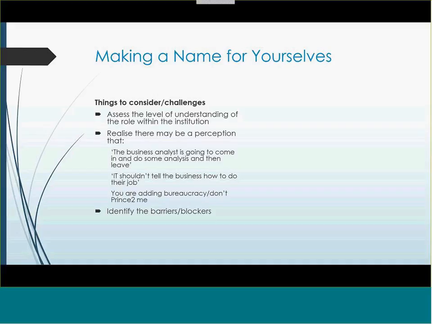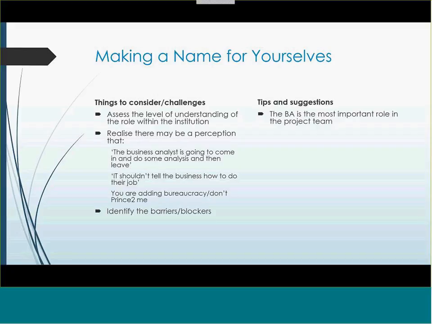And then it's identifying the barriers and blockers. So that's the standard kind of change management thinking. Who is on your side, who isn't, and do you feel threatened that you are going to bring a BA into your project, or into their project or their work?